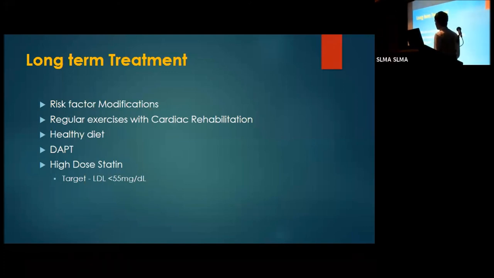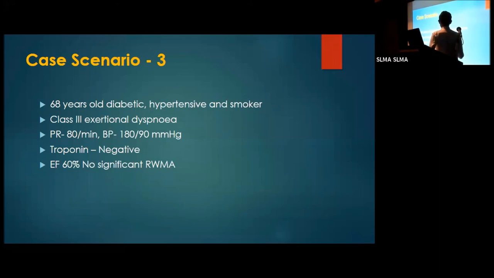So we have to keep in mind putting a stent is not the end of the story. You have to keep the patient going, keep the surveillance on, and control the risk factors to the standard levels. So my third case is a 60-year-old diabetic patient. He's a hypertensive smoker and he presented with class 3 exertional dyspnea. He had a high blood pressure, 180/90, and troponin was negative. His ejection fraction is all right, 60%, without any significant regional wall motion abnormalities.